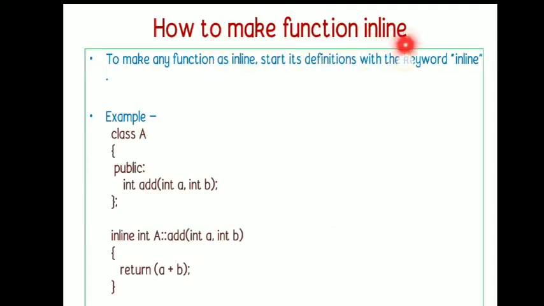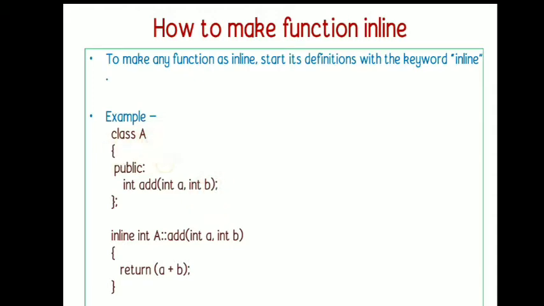So how to make the function inline? To make a function inline, we have to use the keyword inline. So let us see this example here. A definition for class A is given. So a class is defined with the name A, and it has the member function add, which has two arguments a and b. And this add method is defined outside the class using the scope resolution operator. In addition to this, it has the keyword inline. So this add is an inline function.